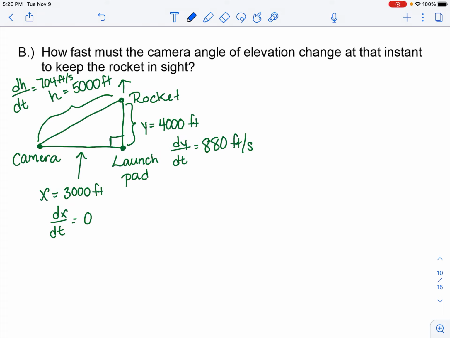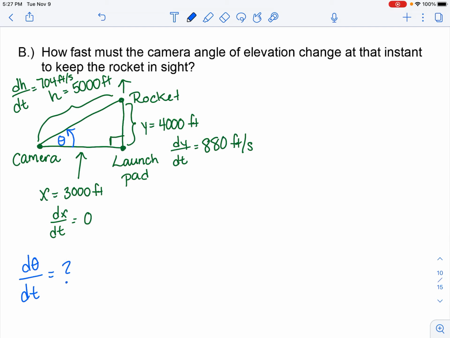In this follow-up problem, part B, we want to figure out how fast must the camera angle of elevation change at that instant to keep the rocket in its sights. So angle of elevation is from the ground up, located where the camera is. So we're wondering, this angle here, how fast is it changing? So now I want to know, well, what is d theta dt?